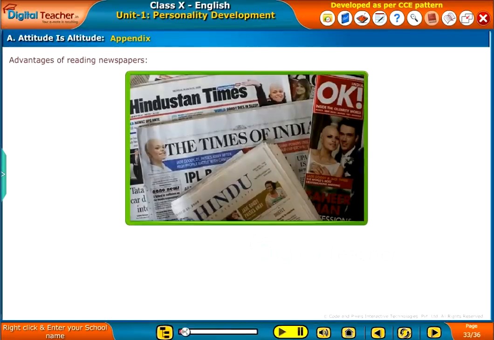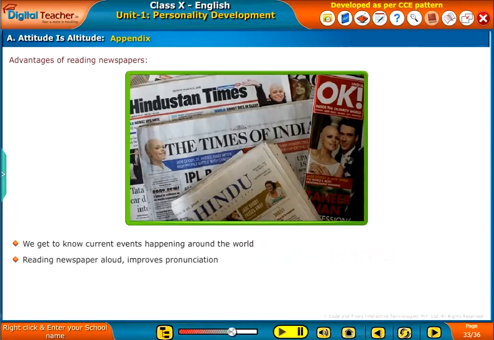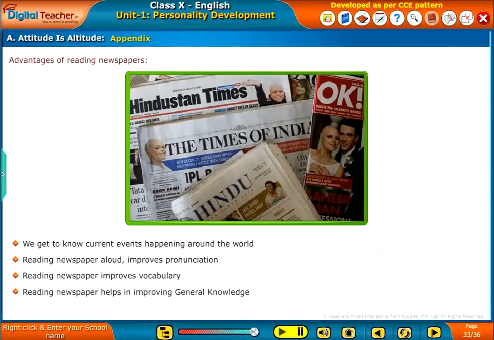Do you read newspapers regularly? Reading newspaper is not just a hobby, it also has a lot of advantages. Let us now observe the advantages of reading newspaper. We get to know current events happening around the world. Reading newspaper aloud improves pronunciation. Reading newspaper improves vocabulary. Reading newspaper helps in improving general knowledge.